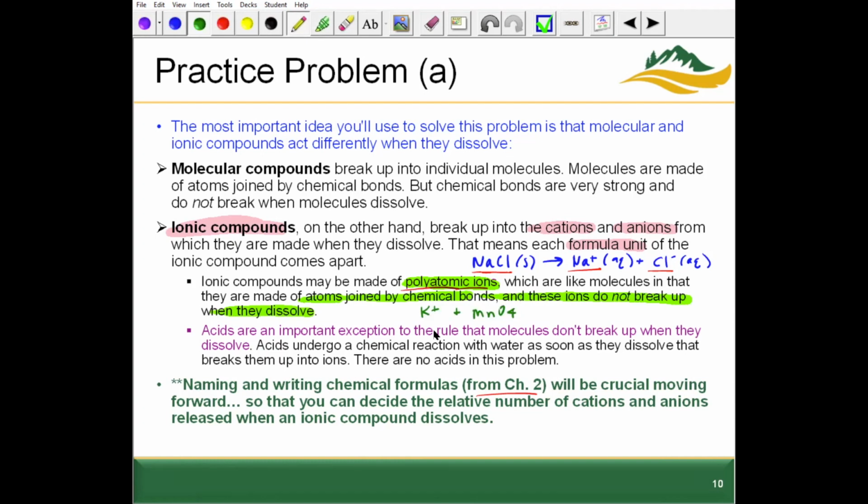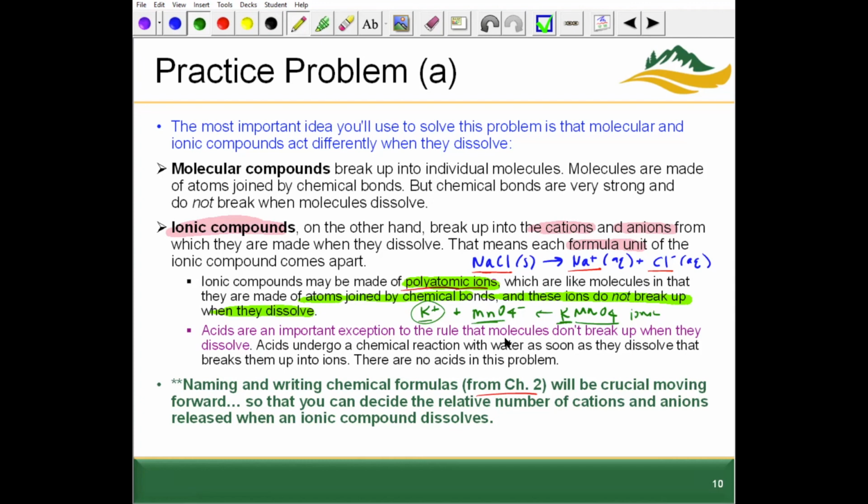Like we saw earlier with potassium permanganate. Altogether, KMnO4, this is an ionic compound, right? It contains a metal and then a series of nonmetals. So this will dissociate into K+ and MnO4-. This is a strong electrolyte because it will completely dissociate into K+ and MnO4-.